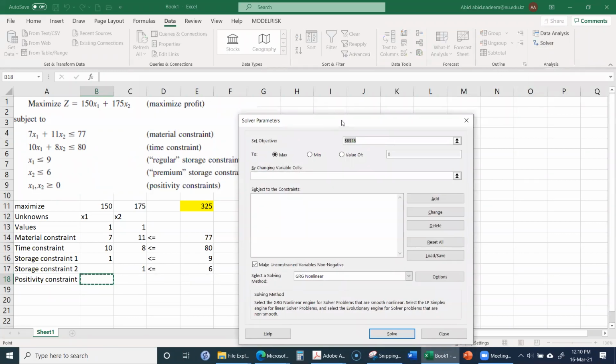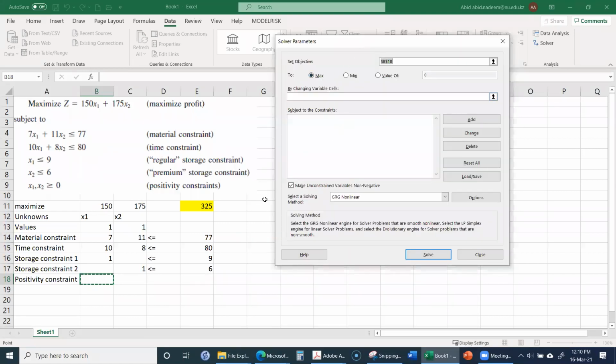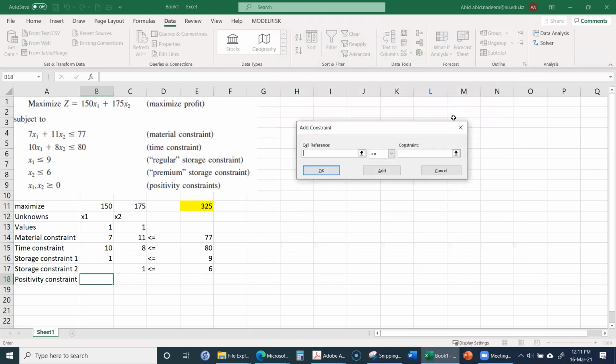So now click solver. In the solver add-in, I have to maximize this. It will be E11, set the objective, E and 11. By changing values, I want to change these values, B13 and C13, subject to the constraints. So I need to add a constraint. Cell references, I need to add this constraint.